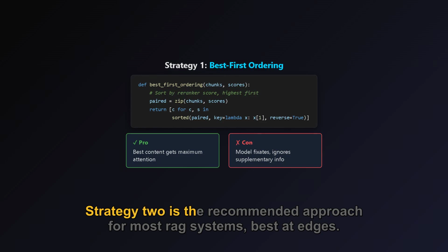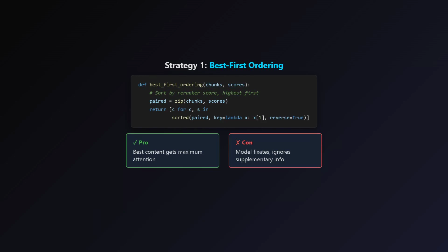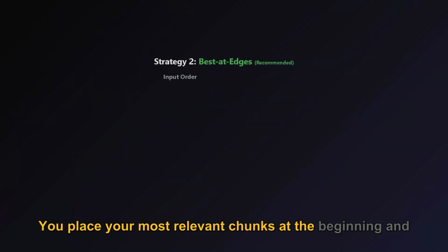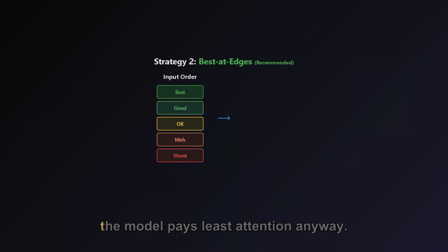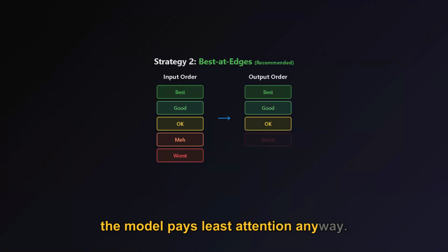Strategy 2 is the recommended approach for most RAG systems, best at the edges. You place your most relevant chunks at the beginning and end of the context, and bury the least relevant ones in the middle where the model pays least attention anyway.